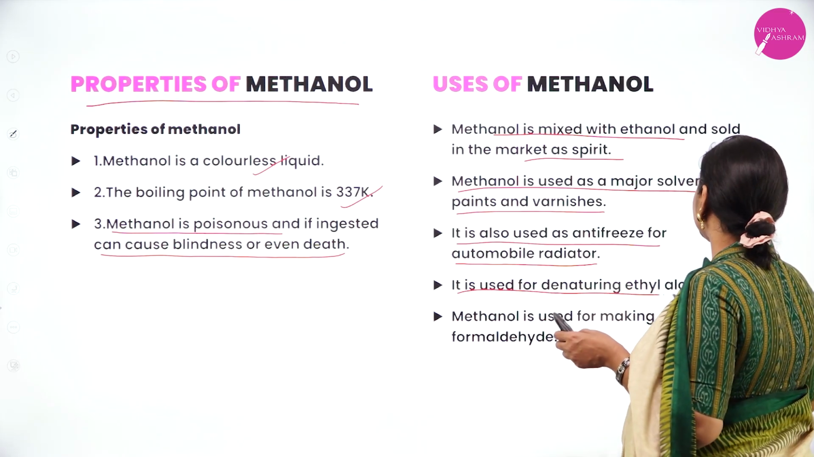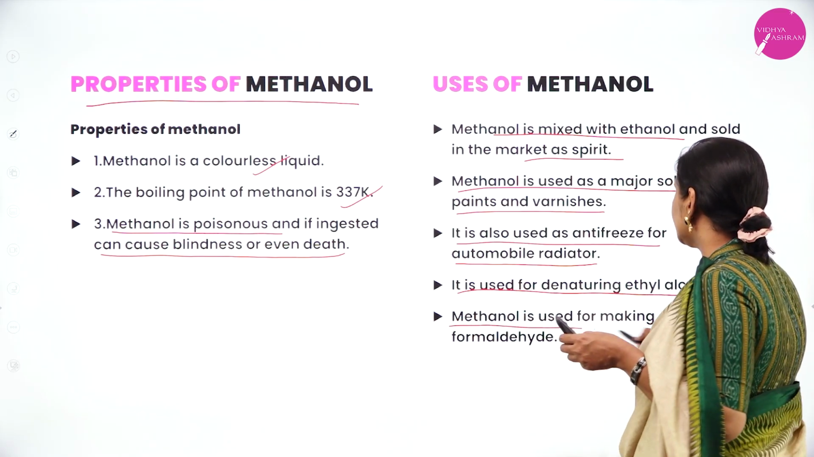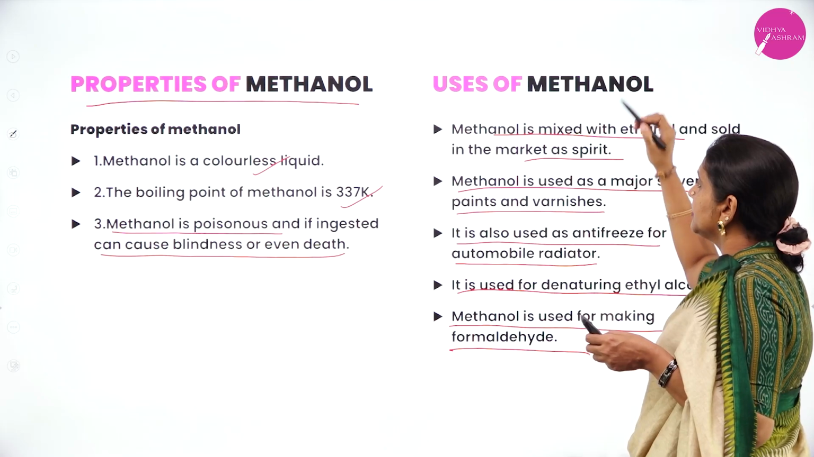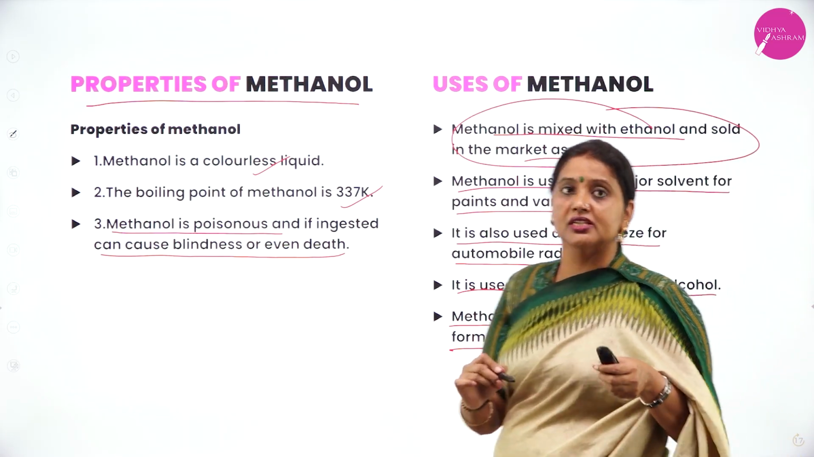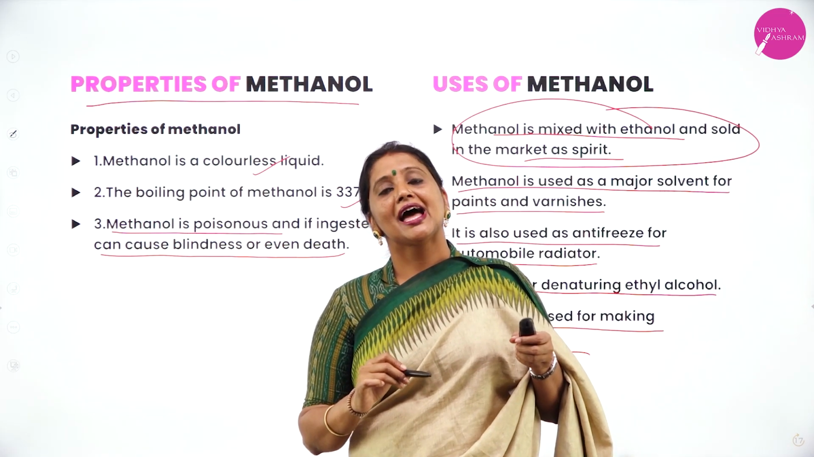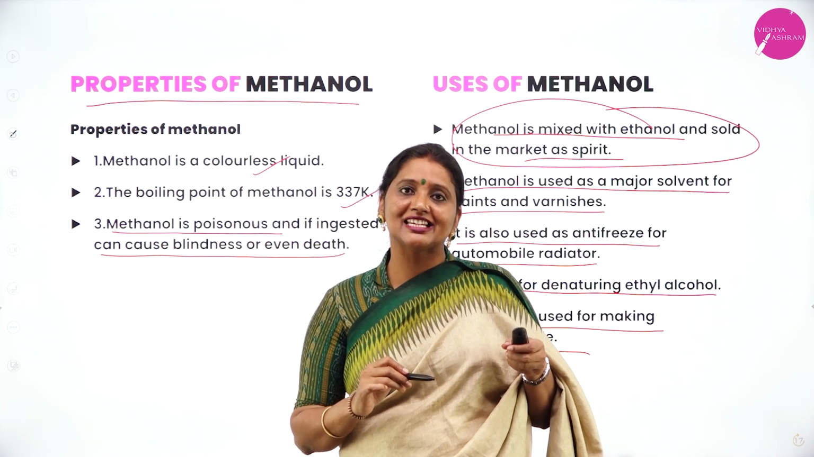It is used for denaturing ethyl alcohol. Methanol is used for making formaldehyde. These all are uses of methanol. In that, the very important use is that methanol is mixed with ethanol and it is used in the name of spirit.